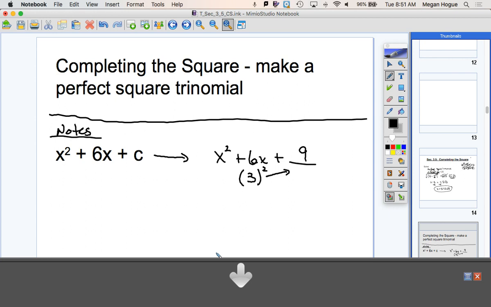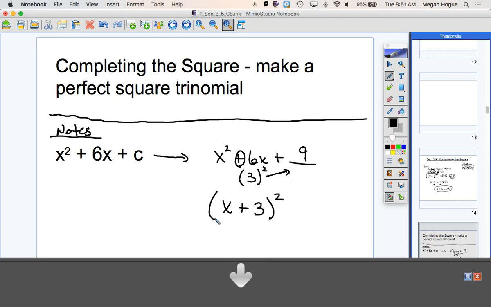Let's see if that really did make that binomial squared. If I take x, I take the first sign, positive. I take the square root of that, 3. Then I do my little check. 3 times 2, is that 6? Yeah.